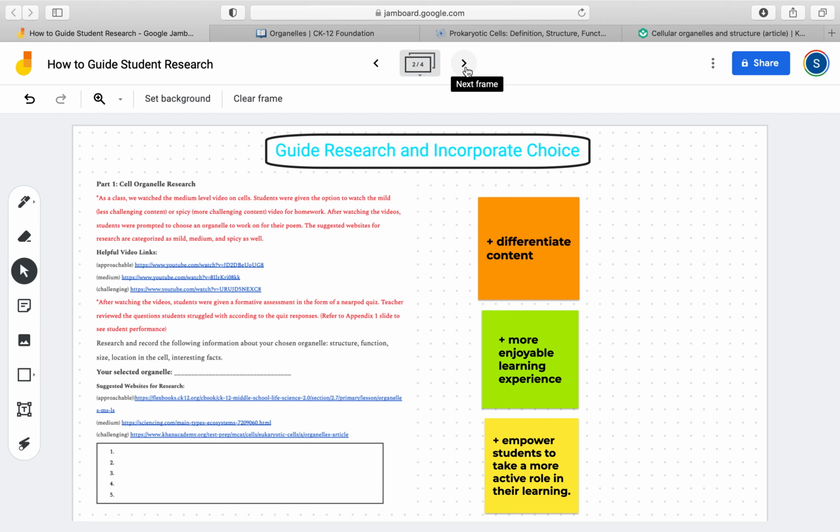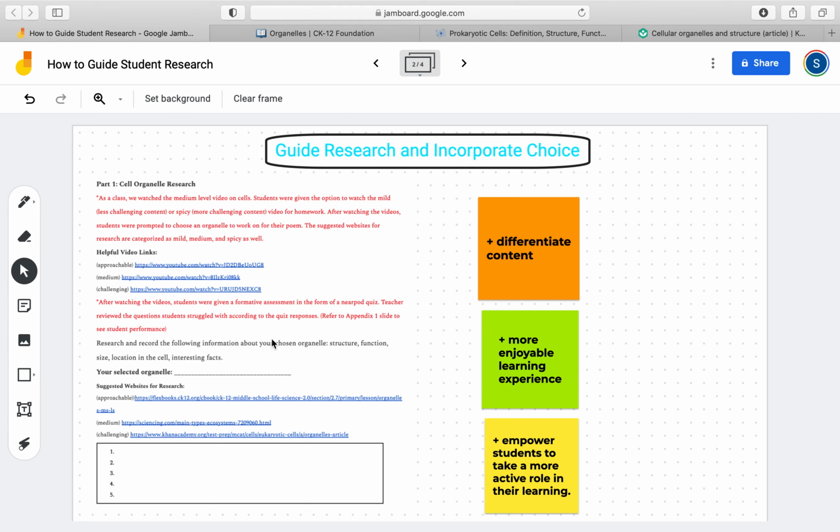So again, I make a handout like this, and whatever resources I give them, I differentiate it into 3 different levels. So I ask students to choose an organelle for this lesson and learn more about it, the role, the structure, the function in the cell to help them with their poems at the end.